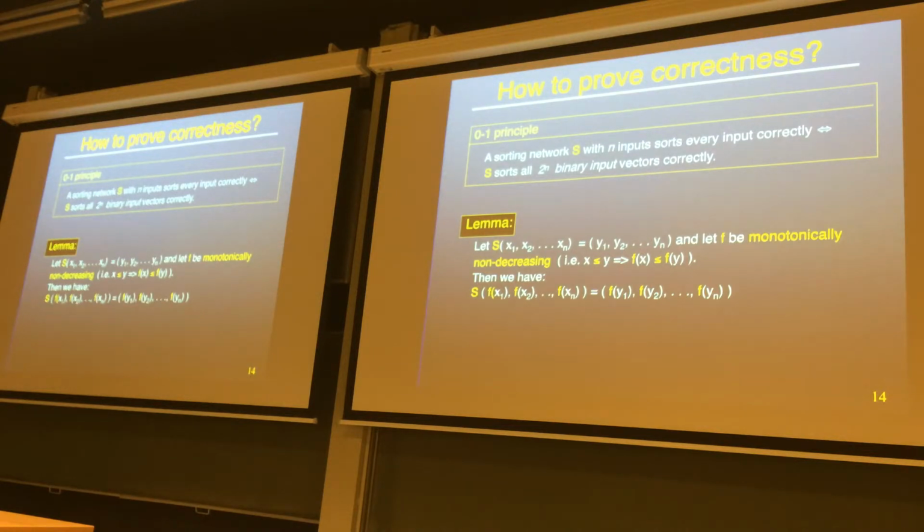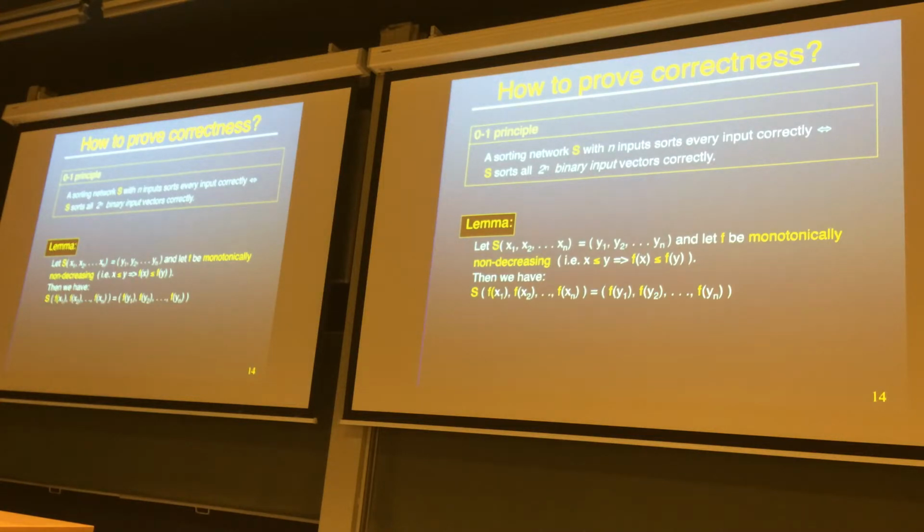If that's the case, then you don't need to sort f(x1), f(x2), f(xn) if you know what the output is of S(x1, xn), because you immediately know the results. You can retrieve the results from the result for x1 to xn by just applying f to the outputs. So the sorting of f(x1), f(xn) is f(y1), f(y2), f(yn).